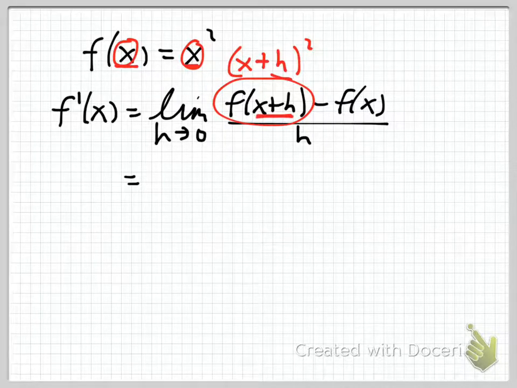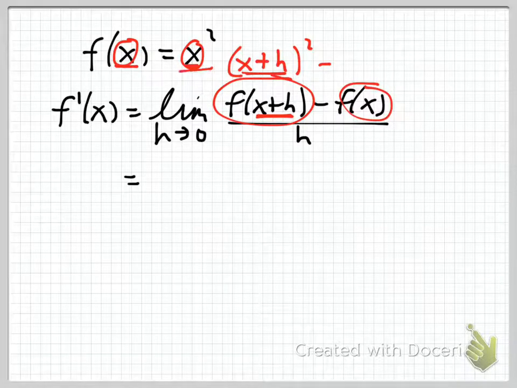So here, the input is x plus h. We're going to take the input and we're going to square it. And then minus f of x, well, we know what f of x is. f of x is defined to be x squared. And that's all over h.